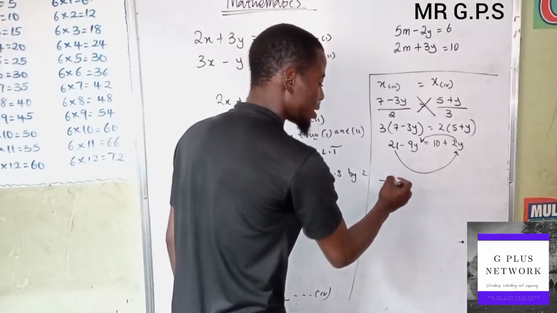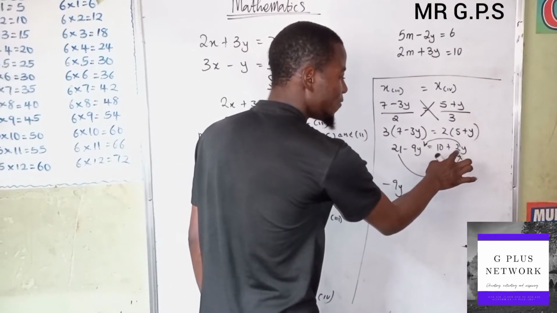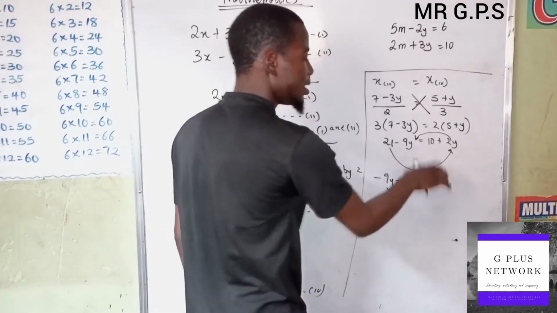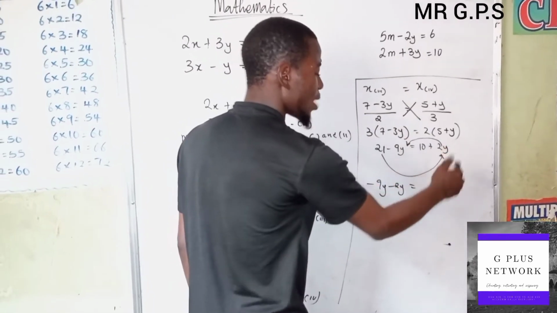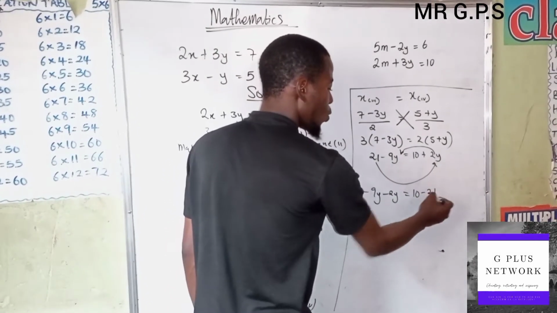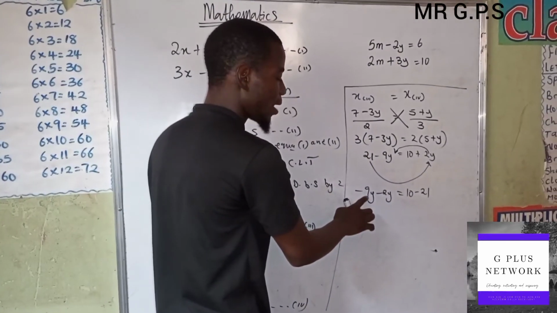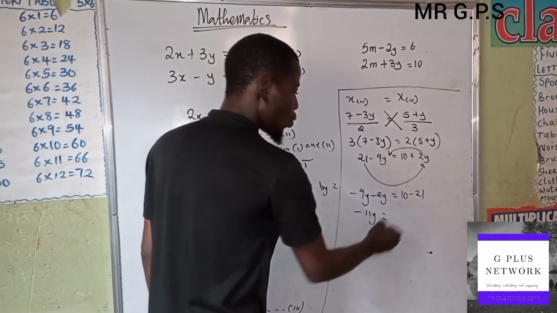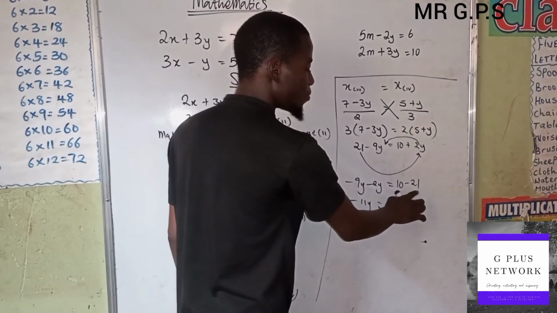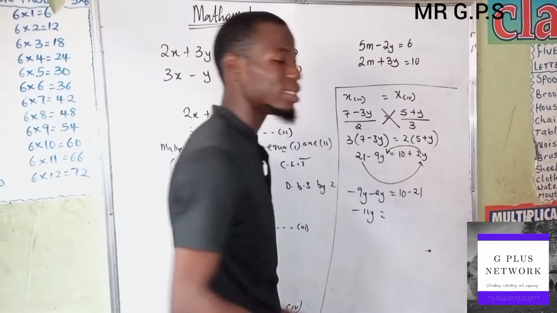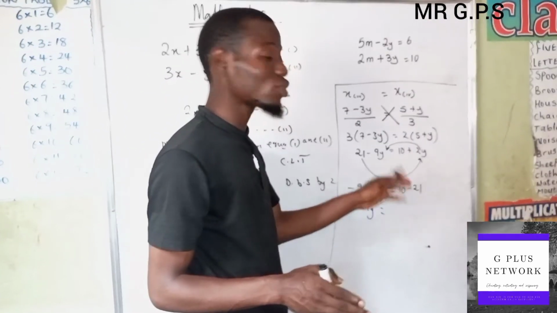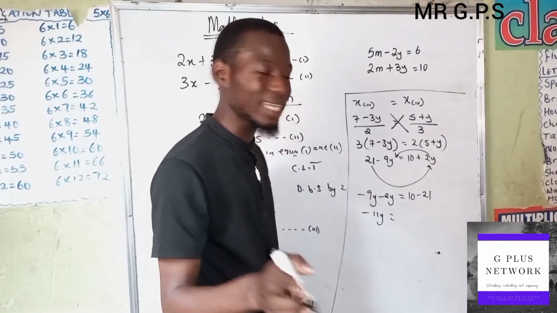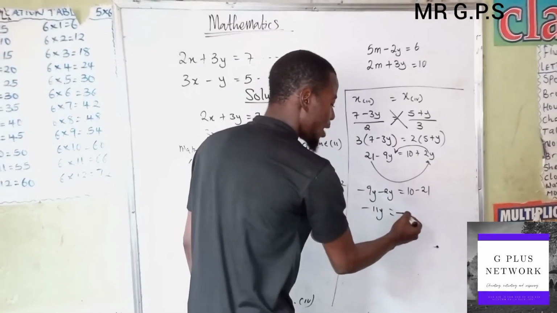So it becomes minus 9y. Now this is a positive 2y. Coming to the other side, it will become a negative, minus 2y equals, this is a 10. This 21 coming to the other side will become 10 minus 21. So minus 9 minus 2y will give us minus 11y equals, when we remove 21 from 10, now 10 minus 21, take note, 10 cannot subtract 21, but if we subtract 21 from 10, it's going to come with a negative sign. So it becomes 10 minus 21, which is minus 11.